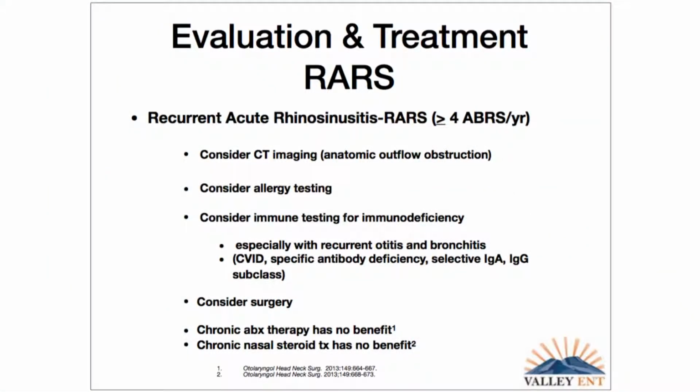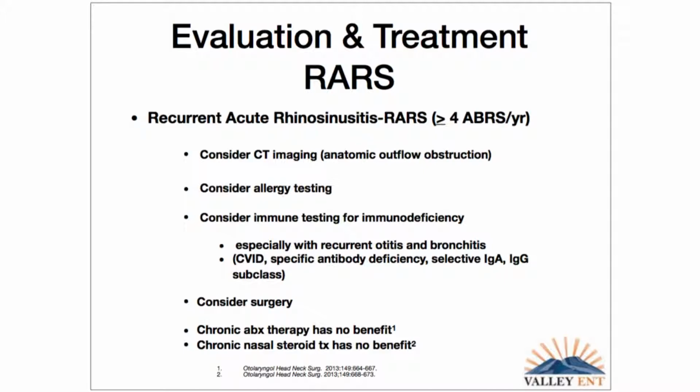Just a brief note on recurrent acute sinusitis. Again, this is greater than 4 episodes a year of acute bacterial rhinosinusitis. These patients get completely normal in between their infections. That's different than chronic sinusitis. So these folks, you want to consider CT imaging after or during one of their acute exacerbations, because you want to see, are they getting recurrent acute because of some compromised anatomy? Do they have a narrow area that just can't drain well? Do you want to get allergy testing? It could be recurring allergy exacerbations causing the edema of the ostia.